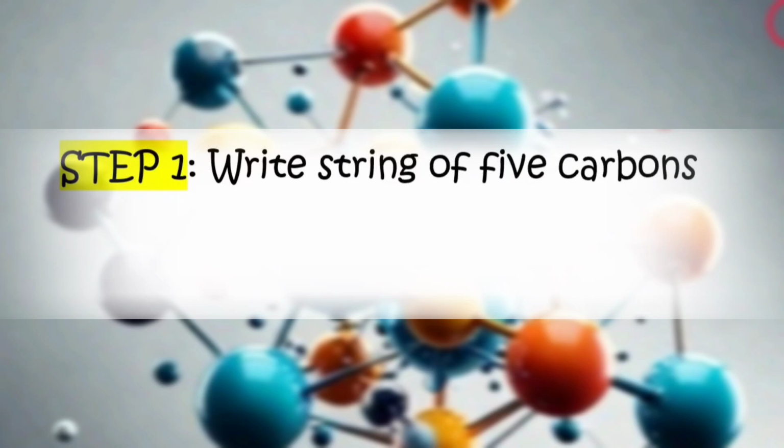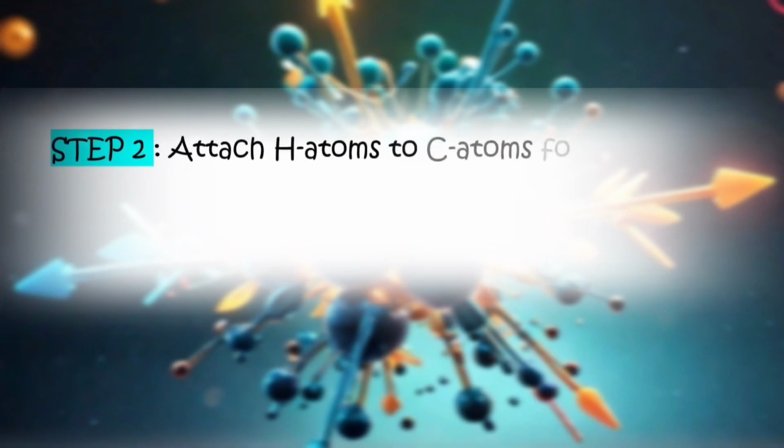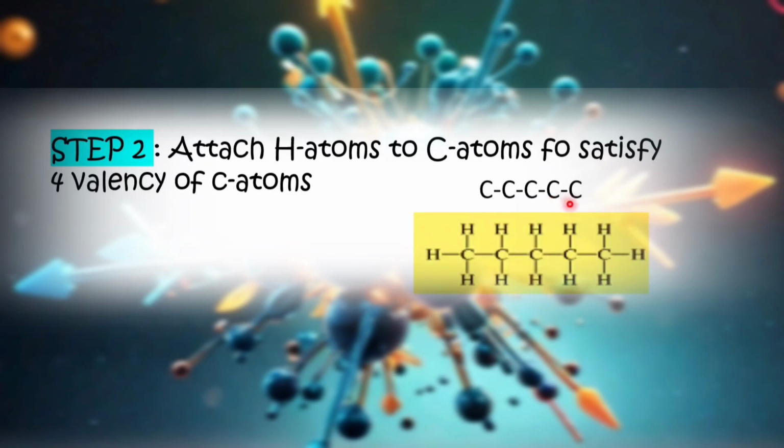Step 1 is to write the string of 5 carbons. These 5 carbons belong to the alkane family, so there will be carbon to carbon single bonds. The next step is to attach hydrogen atoms to the carbon atoms to satisfy the 4 valency of each carbon atom. The terminal carbon atoms are attached to only 1 neighboring carbon atom, so the 4 valency is satisfied by adding 3 hydrogen atoms, whereas the carbons in the middle are attached to 2 neighboring carbon atoms, so the valency will be satisfied by adding 2 more hydrogen atoms.